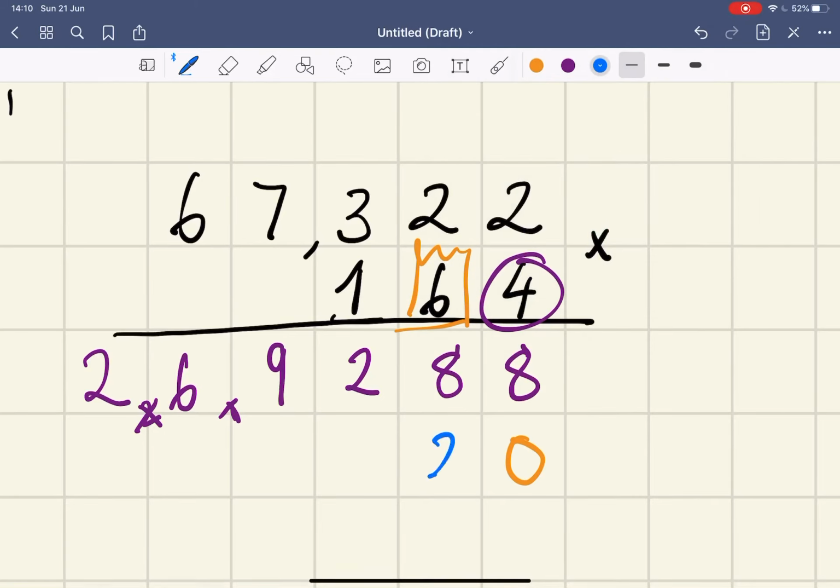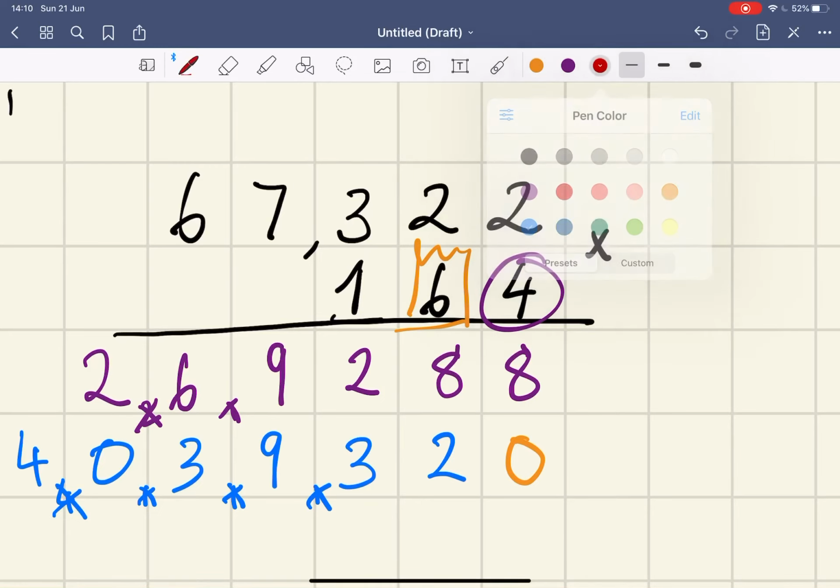6 times 2 is 12, carry the 1. 6 times 2 is 12, add the 1 is 13, carry the 1. 6 times 3 is 18, plus the 1 is 19, carry the 1. 6 times 7 is 42, add the 1 is 43, carry the 4. And 6 times 6 is 36, plus the 4 is 40. And then carry the 4 there. Okay, so now we need to draw our 2 zeros as a placeholder. 1, 2. So, here we go.